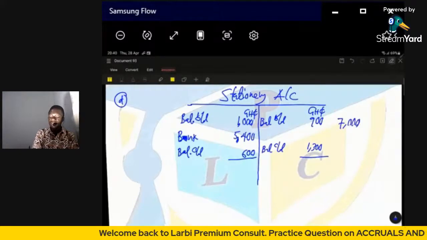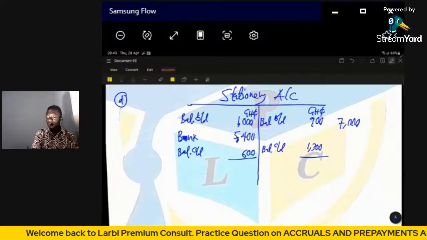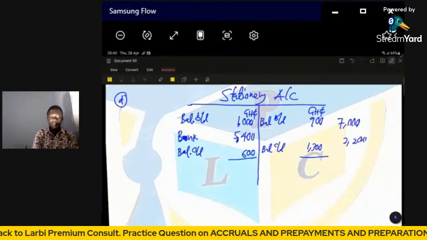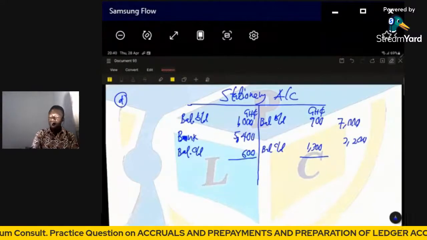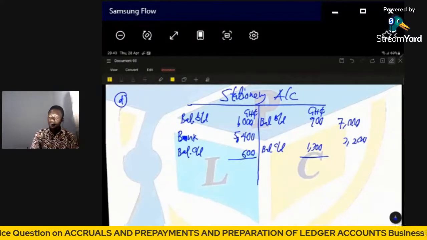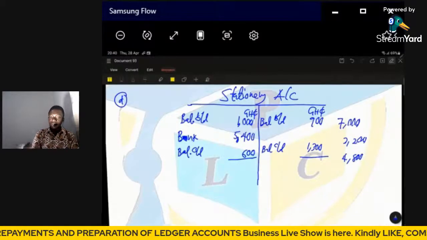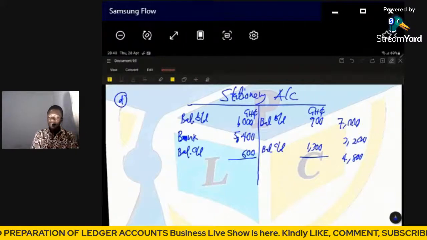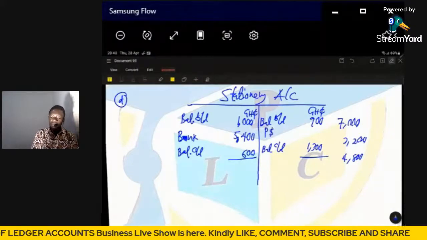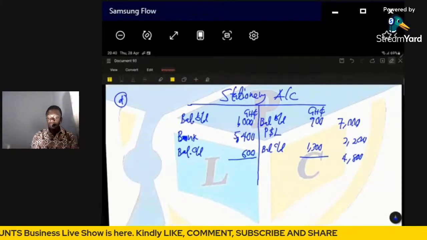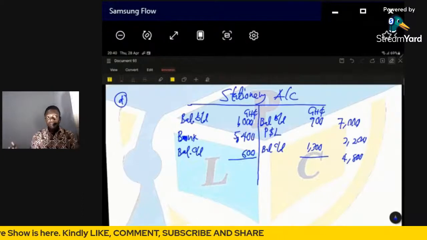But the credit side, what is it? You're going to have 2,200. I hope that is what we are getting for it. So when you take the difference between the two, you should arrive at 4,800. So meaning that it was the credit side that was short. The credit side that is short is going to be presented as profit and loss account. It's an expense that's going to profit and loss account, because we say stationery is an expense.